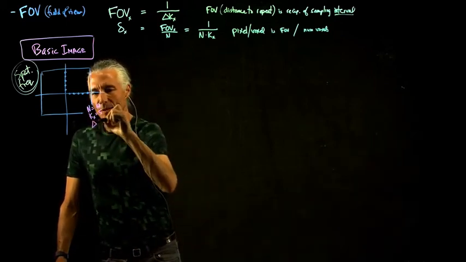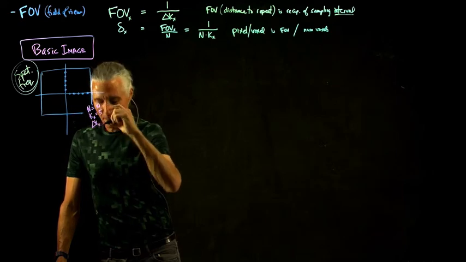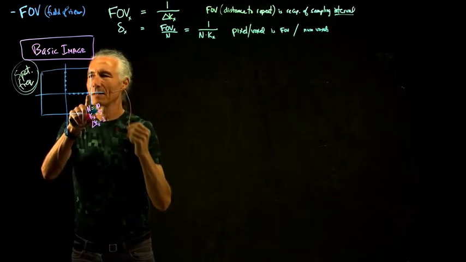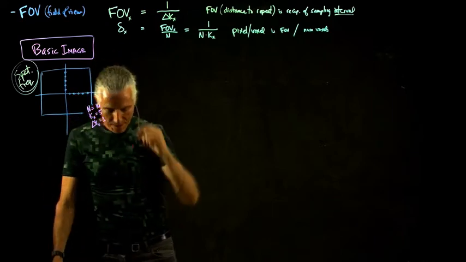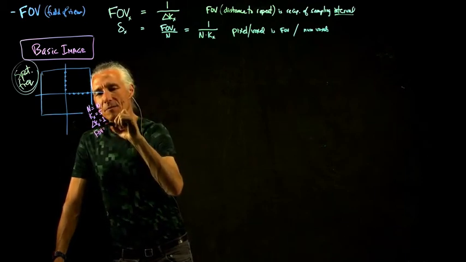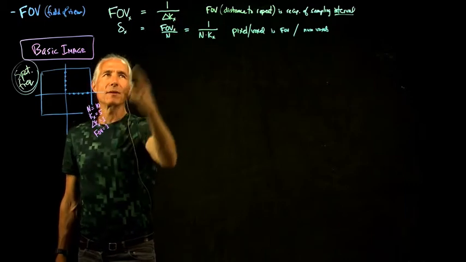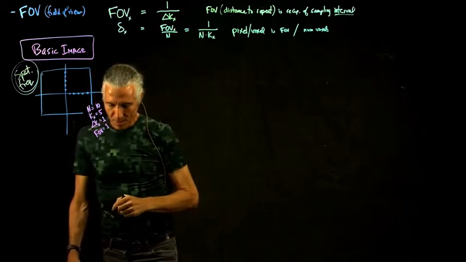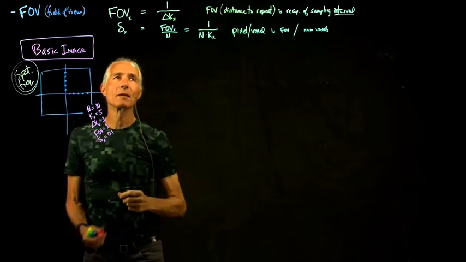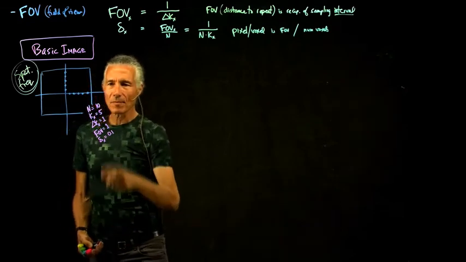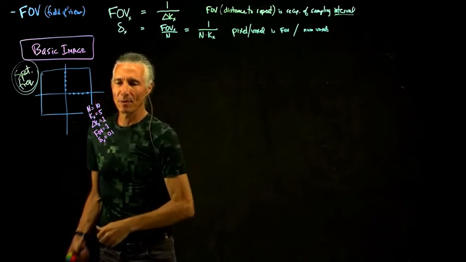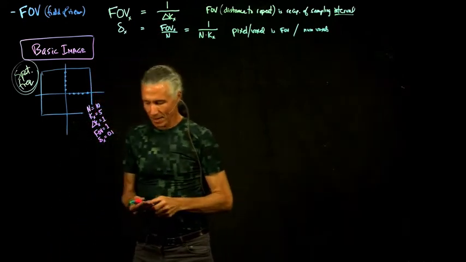The sampling interval, delta kx, is 1, because this is 5 cycles per image: 5, 4, 3, 2, 1. So what is the field of view? The field of view equals 1, because it's just 1 divided by 1. And the voxel size equals 0.1, because we've got 10 samples, and 1 divided by 10 is 0.1. So that's our starting position.